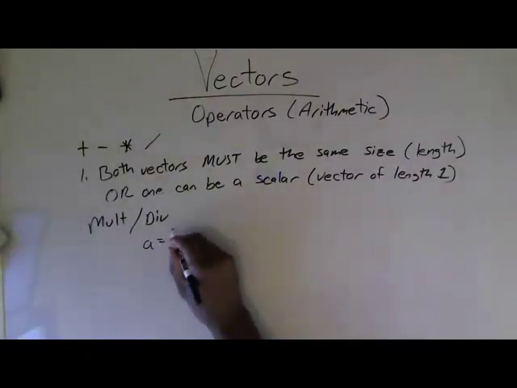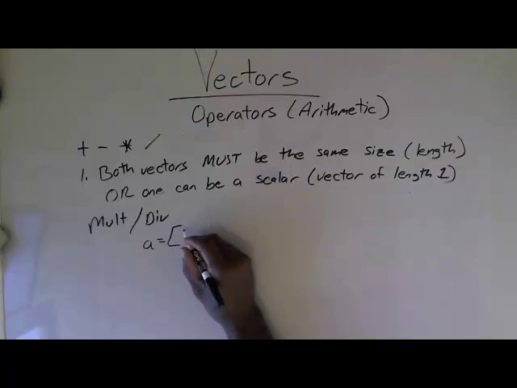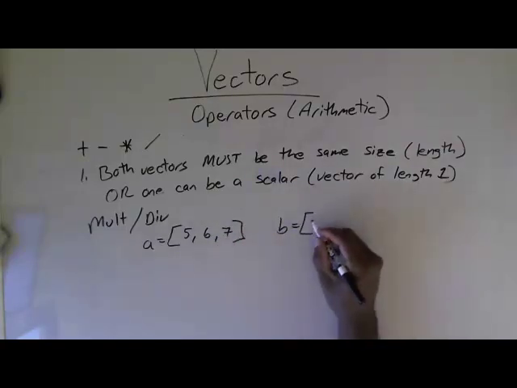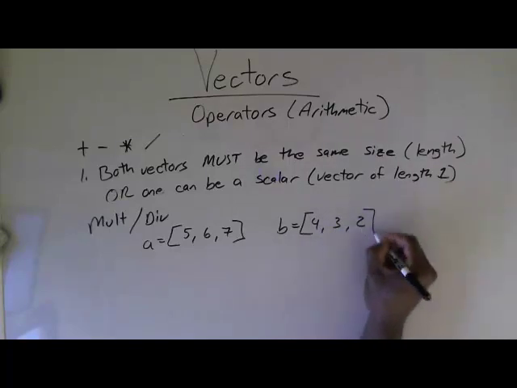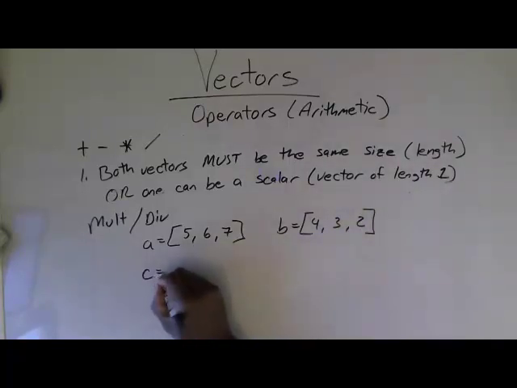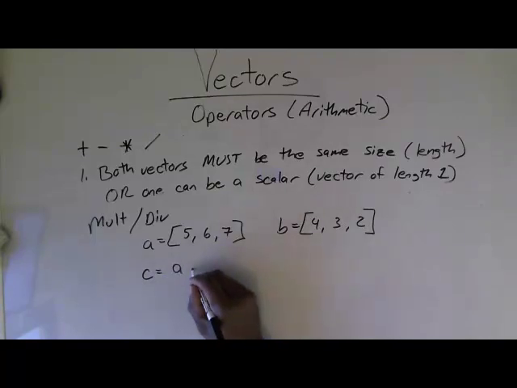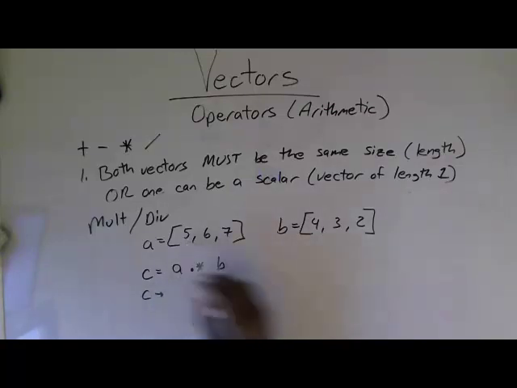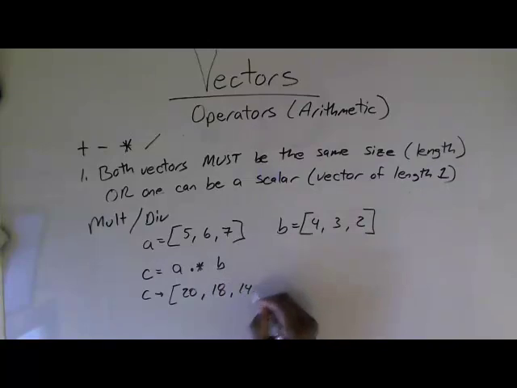Once again, if we have A equals the vector 5, 6, 7, and we have B equals the vector 4, 3, 2. Then if we did C equals A dot multiply B, then we do element by element multiplication, and so we wind up with C equals the vector 5 times 4, which is 20, 6 times 3, 18, 7 times 2 is 14.